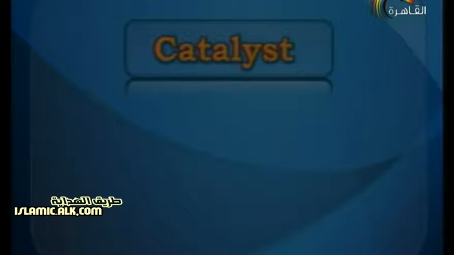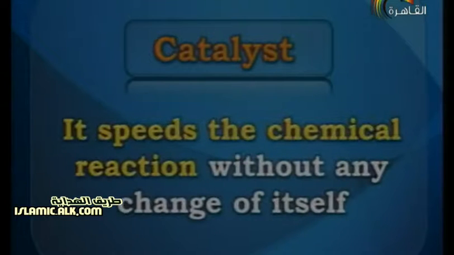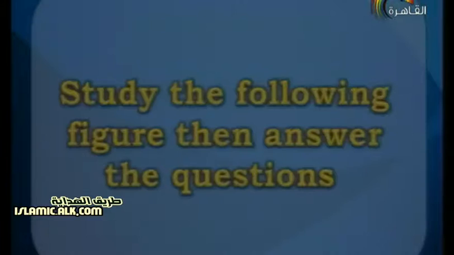What is the function of a catalyst? A catalyst is a substance that speeds up the chemical reaction without any change to itself. It has no change in mass, no change in volume, no change in color, no change in anything about itself. So the catalyst, like manganese dioxide, speeds up the chemical reaction without any change of itself. So here we have the catalyst that makes this shape. Let's go to see another one.